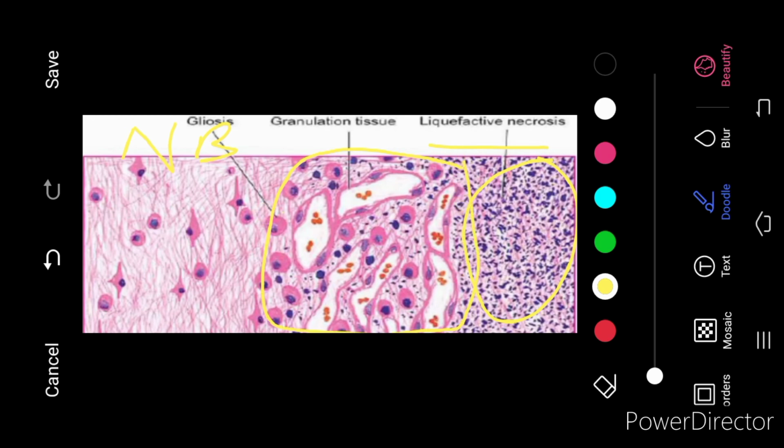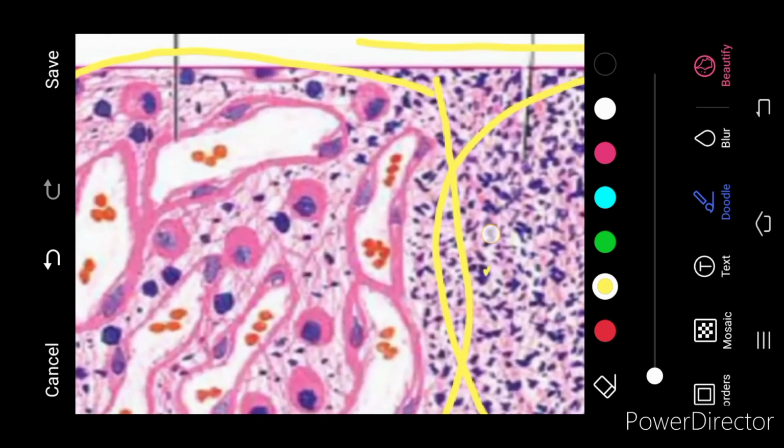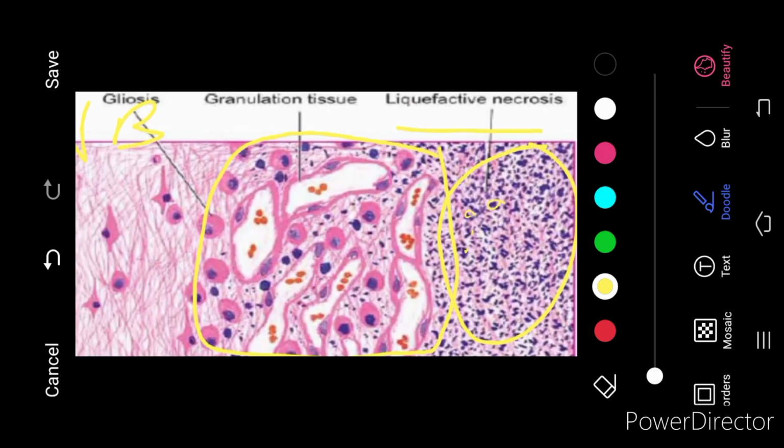All the neurons and cells have disappeared in the liquefactive necrosis. We can only see a semi-liquid material, that is debris, which is the blue colored material. So these are the debris, blue colored one. Here, along with lymphocytes, macrophages, plasma cells and many blood capillaries are also present in the granulation tissue. So the form of inflammation is different in liquefactive necrosis, that is granulation tissue.